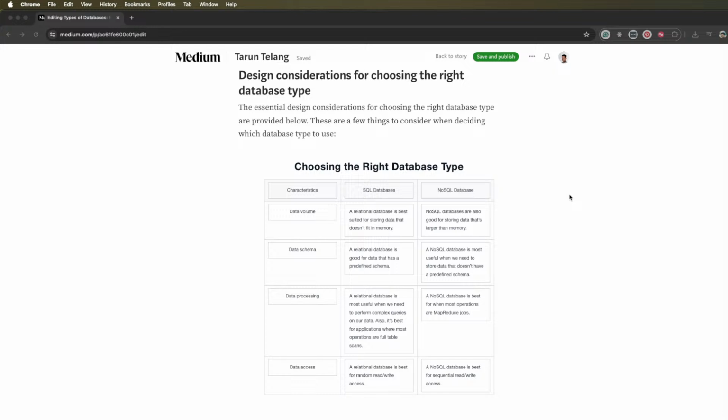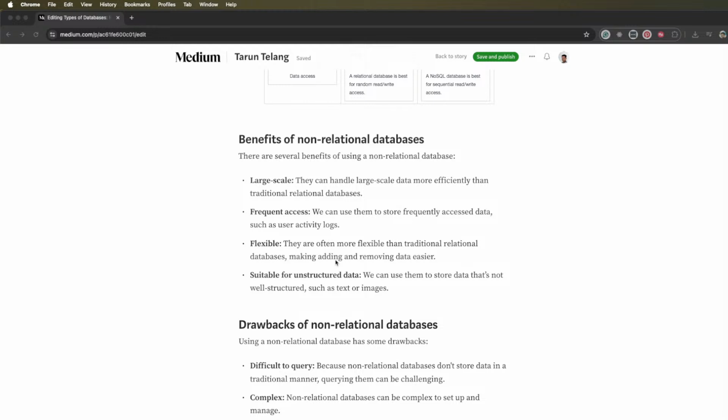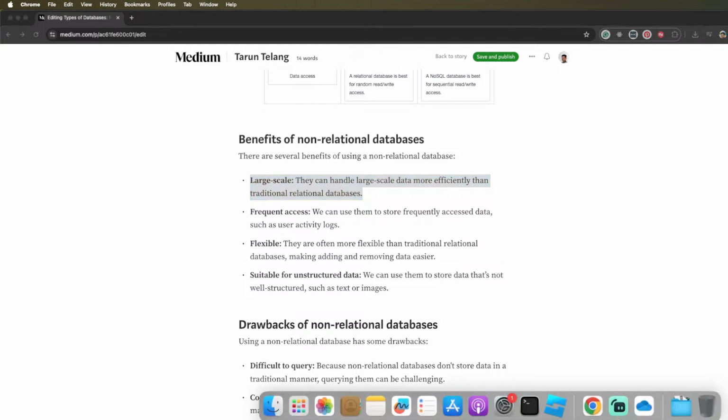Always. Okay, so summarizing the advantages of non-relational databases then, the article highlights their efficiency in handling really large-scale data, their suitability for frequently accessed information like caching or logs, the flexibility they provide for evolving data structures, less schema rigidity, and their capacity to accommodate unstructured content like text, images, video. Those are the big wins.